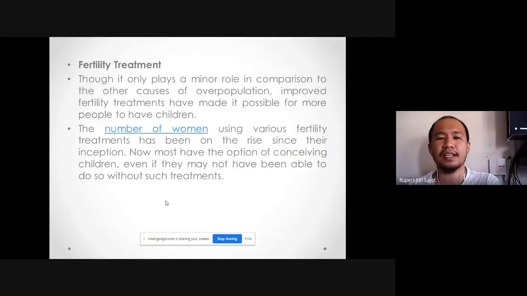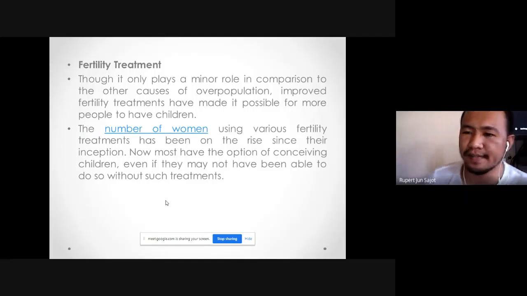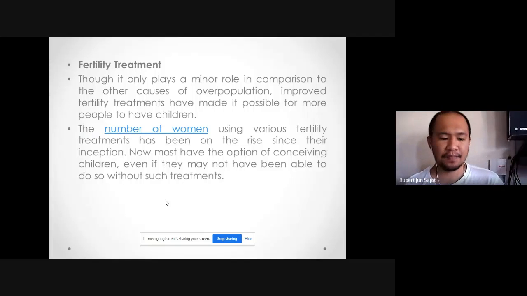Next, fertility treatment, though it only plays a minor role in comparison to other causes of overpopulation. Improved fertility treatments have made it possible for more people to have children. The number of women using various fertility treatments has been on the rise since their inception. Now, most have the option of conceiving children, even if they may not have been able to do so without such treatments. There are quite a lot of ways now to conceive a child, right?